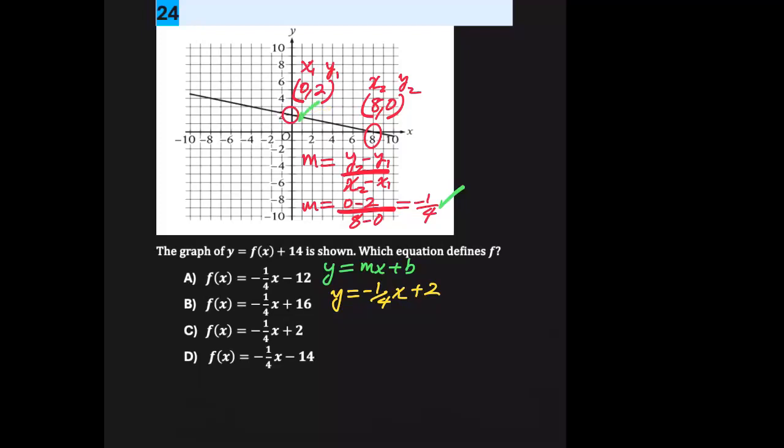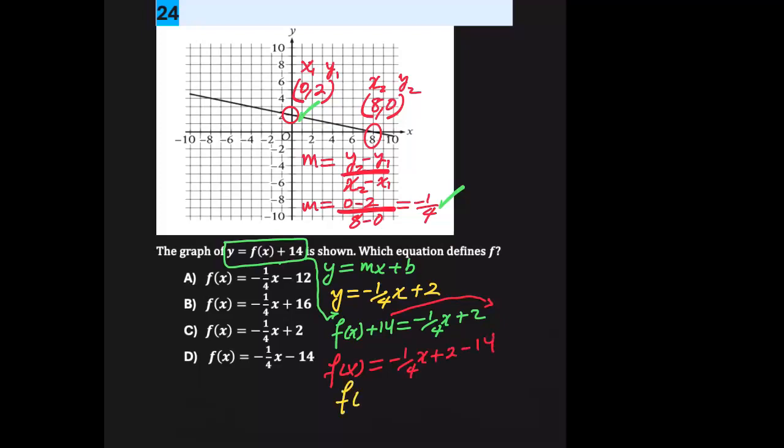At the same time, they gave us the value of y right here. Y is equal to f of x plus 14. So we're going to substitute that value into right here. So we have f of x plus 14 is equal to negative 1/4x plus 2. And we're going to take the 14 over to the other side of the equation. So we have f of x is equal to negative 1/4x plus 2 minus 14. And finally, f of x is equal to negative 1/4x minus 12. Let's check the multiple choices and see which one is correct. So choice A is what we have, and that's the correct answer.